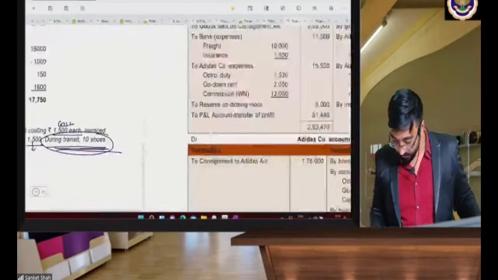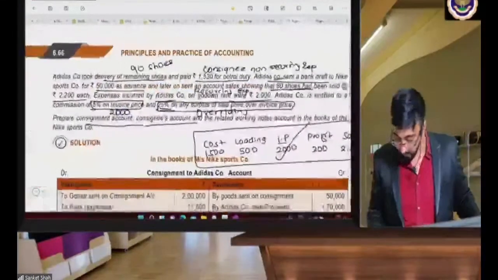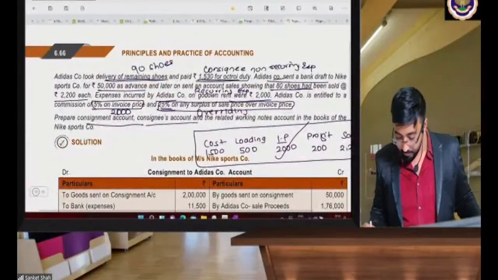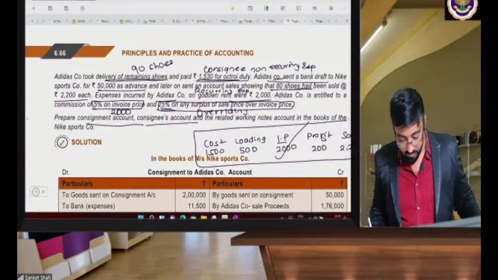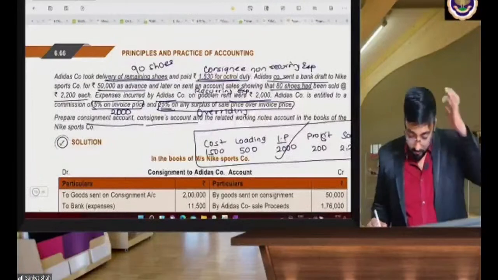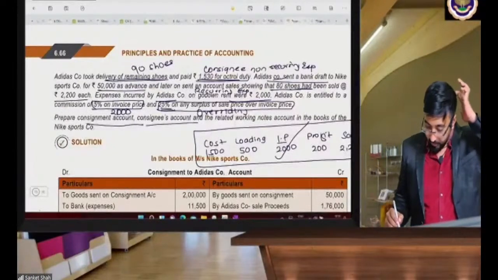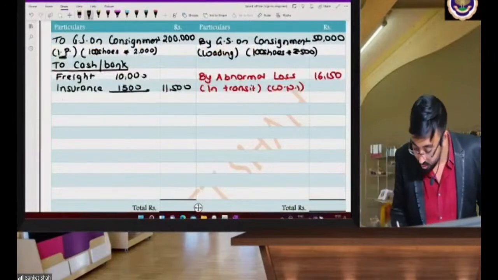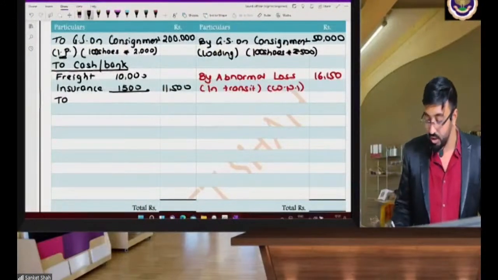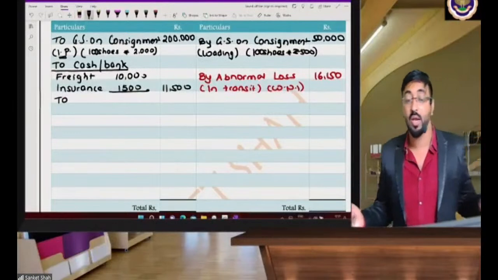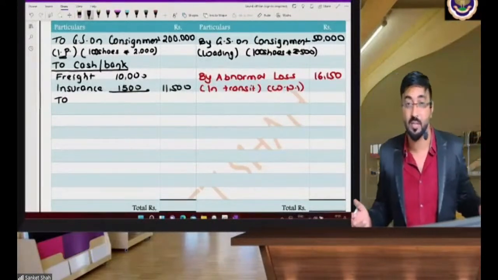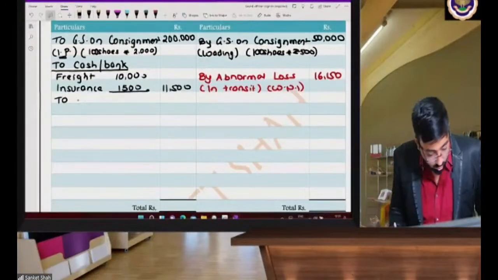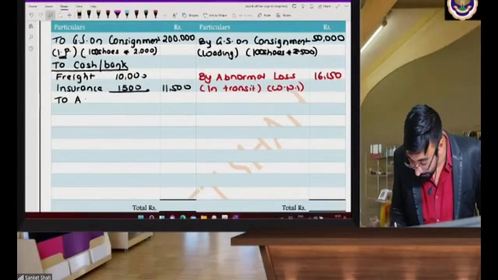Yes, we have finished with this adjustment now. Remaining shoes taken by Adidas and company. Octroi duty: don't add it while doing abnormal loss calculation, because goods are lost in transit. So we are not going to add consignee's recurring expenses. Stock on consignment, yes, we are going to add it. Okay. So now to Adidas and company.